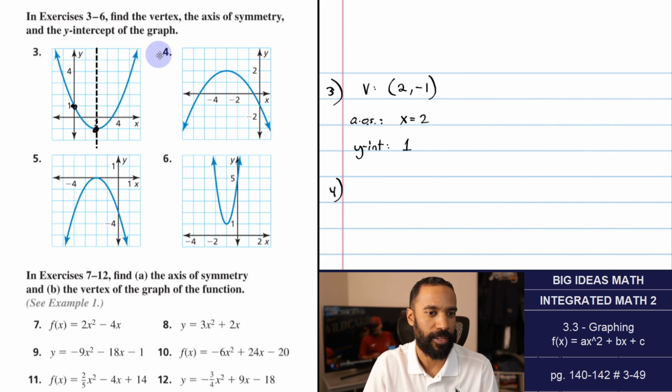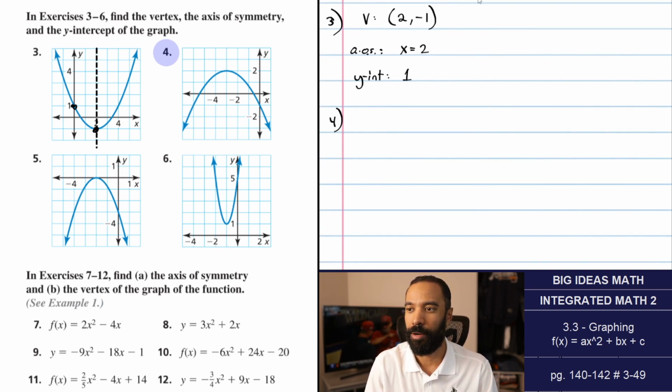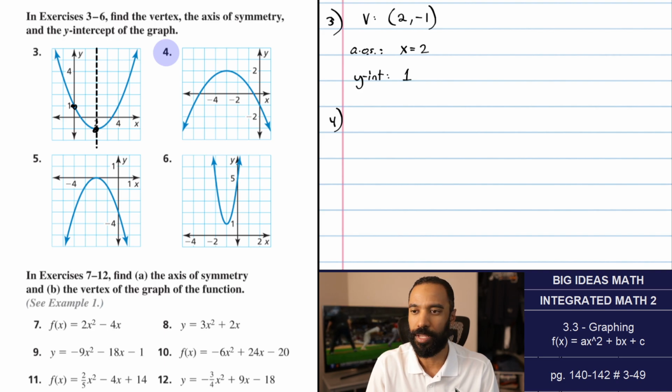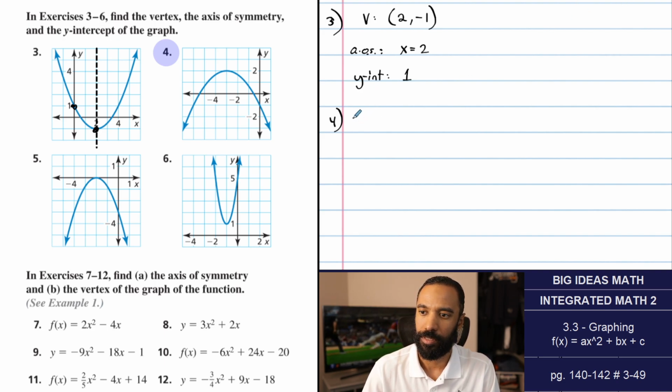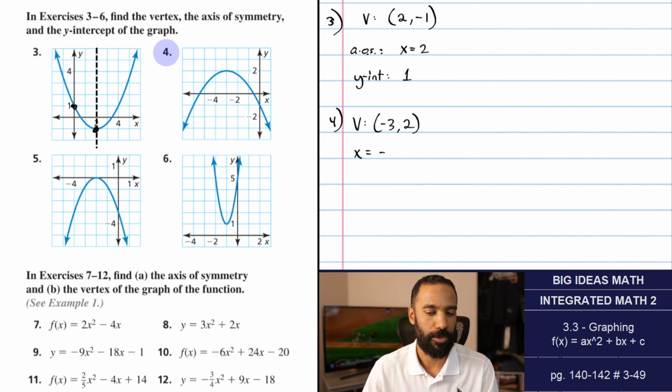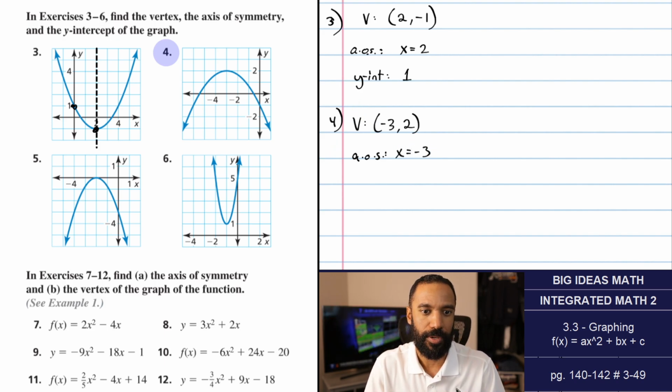These ones go kind of fast, and I don't think I'm going to be drawing a lot of dotted lines anymore here. I'll point to them, but that's it. Okay, number 4. On number 4, right there, that is our vertex. That's at (-3, 2). The axis of symmetry should be the vertical line that goes through there. That would be x equals -3. Sorry, I should label that axis of symmetry. And then the y-intercept, you can see it's crossing at -1 for y.